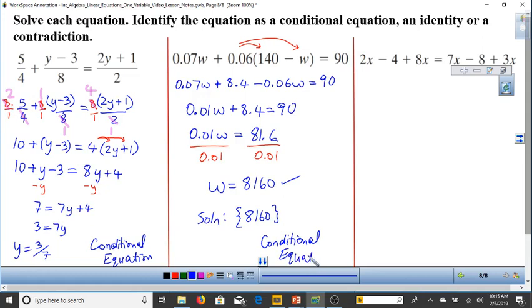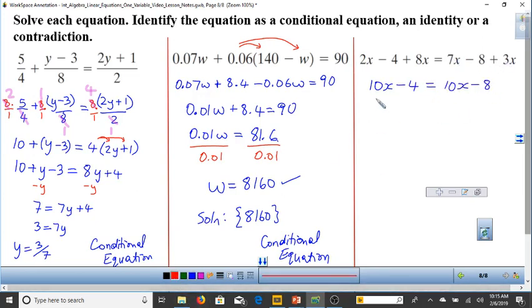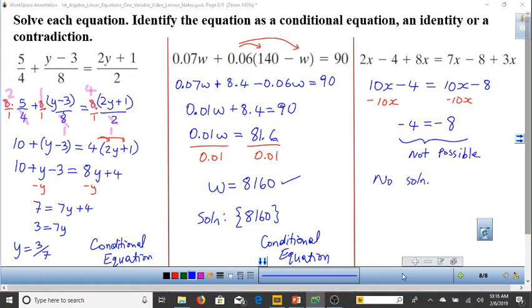And our last example is simple. We just combine like terms on both sides. 2x plus 8x is 10x minus 4, and 7x plus 3x is 10x minus 8. I subtract 10x from both sides, and I end up with just negative 4 equals negative 8, and that means this is impossible. And so what we have is no solution, and with no solution, we then say this is a contradiction.